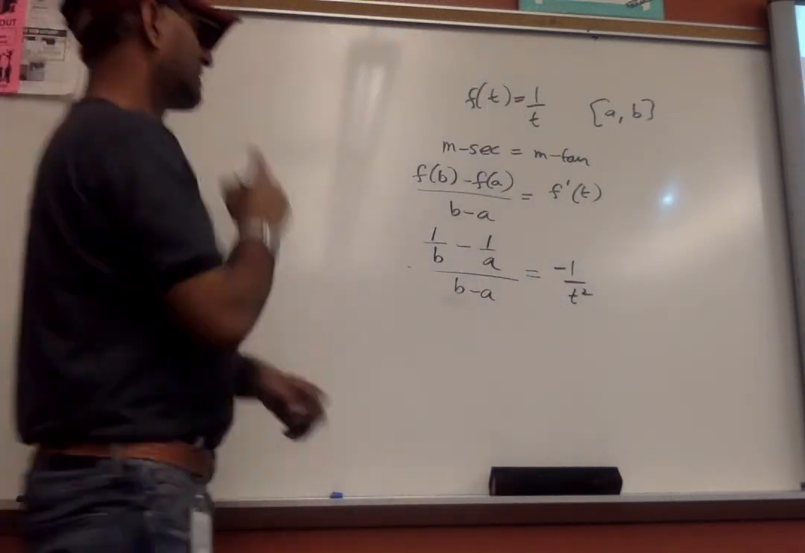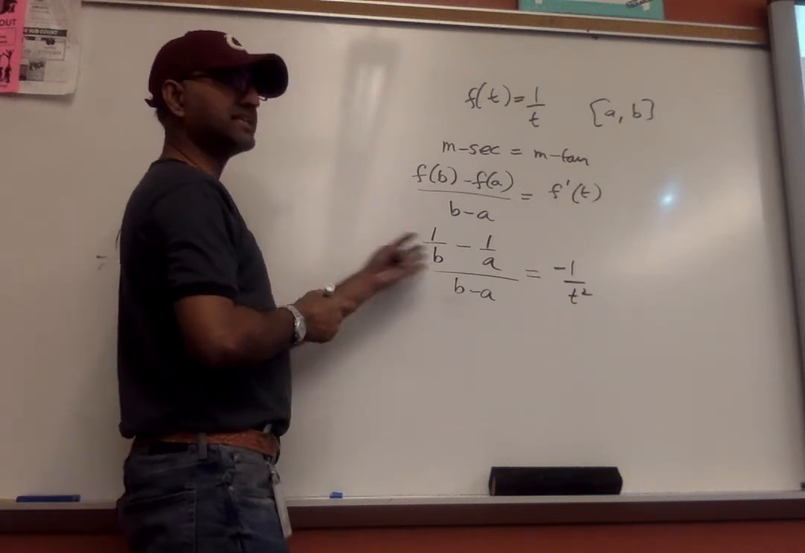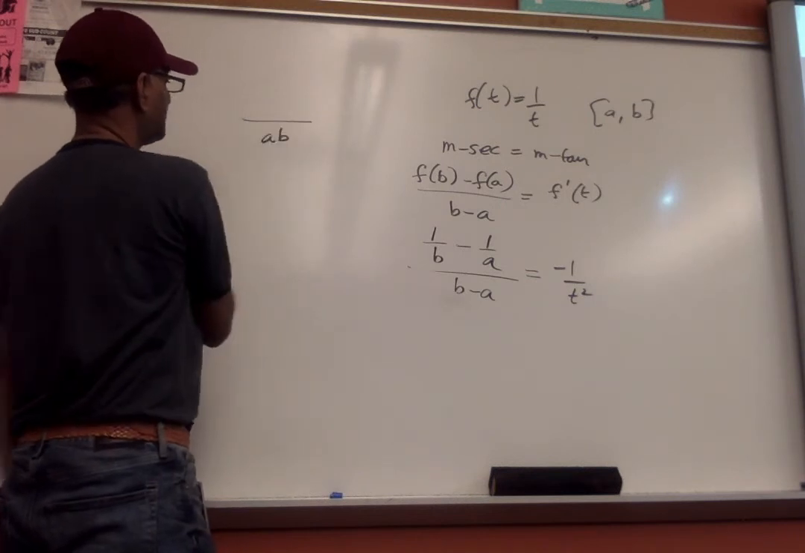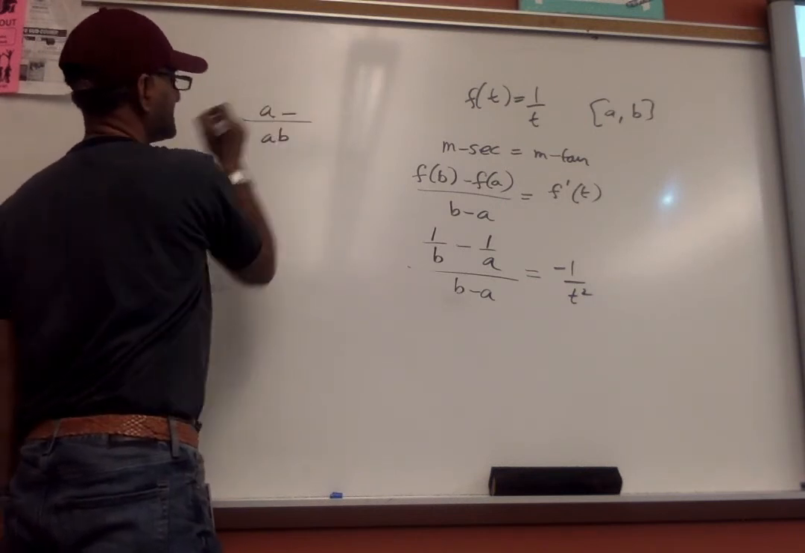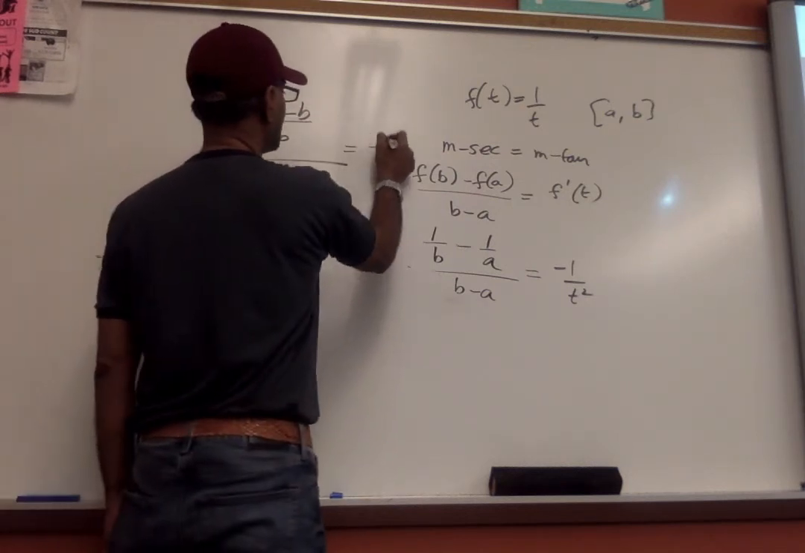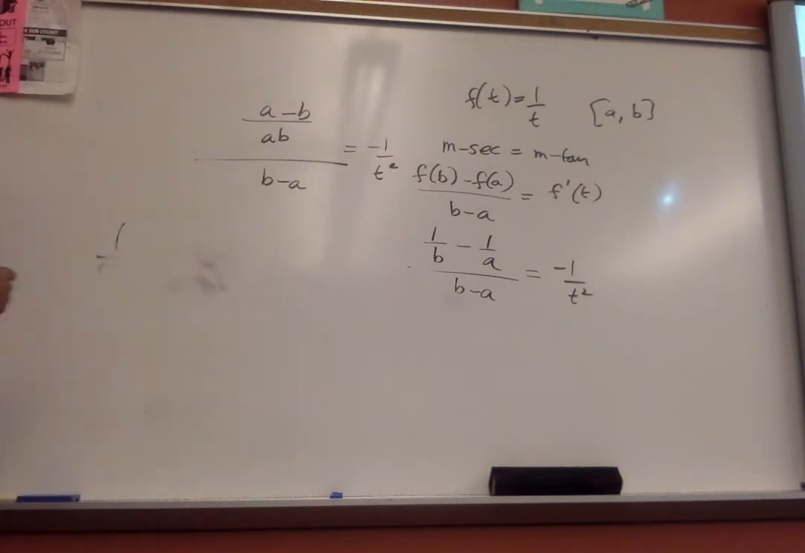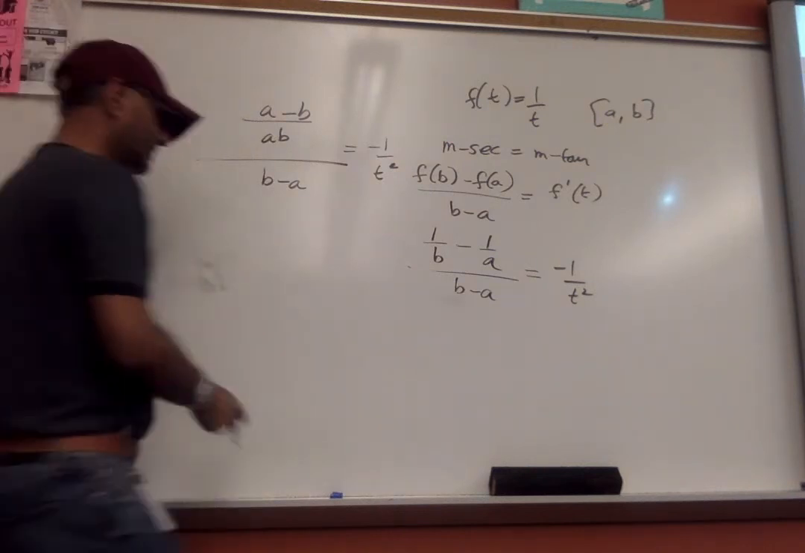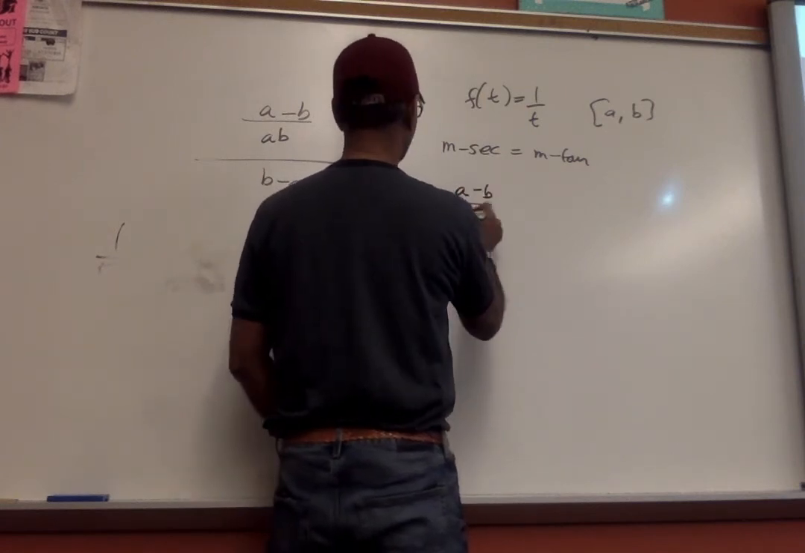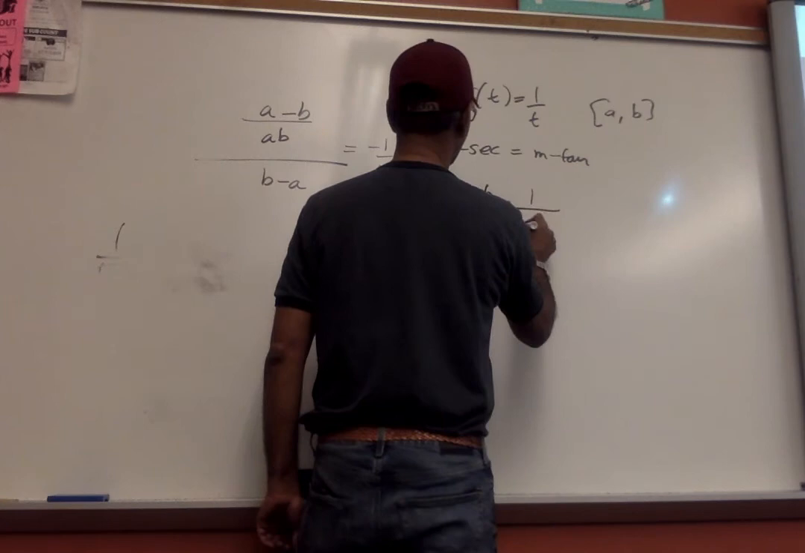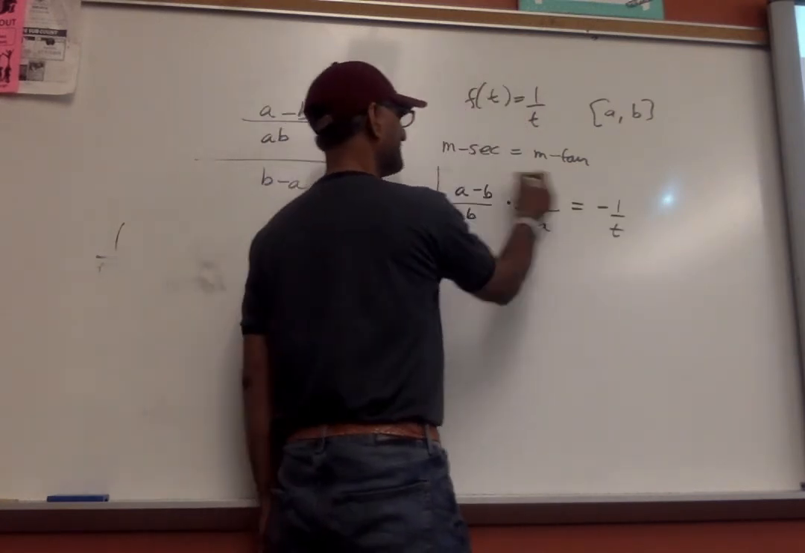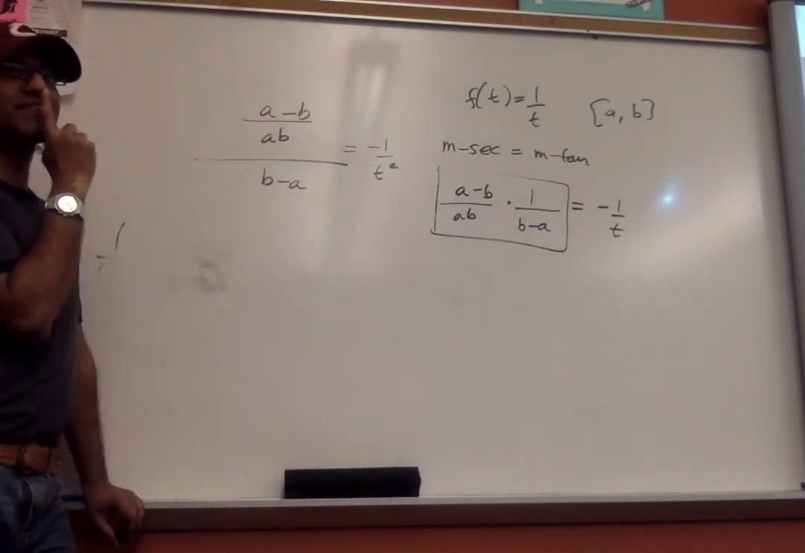Yes? Okay, I'm going to do algebra on the left side. Should I take LCMs? What is your common denominator? BA or AB? Top left, 1 over a minus 1 over b, all over b minus a, equals negative 1 over t squared. How do we divide fractions? Okay, look down. So that becomes a minus b over ab times 1 over b minus a equals negative 1 over t squared. Who can tell me how to simplify that? I'll give you a hint.